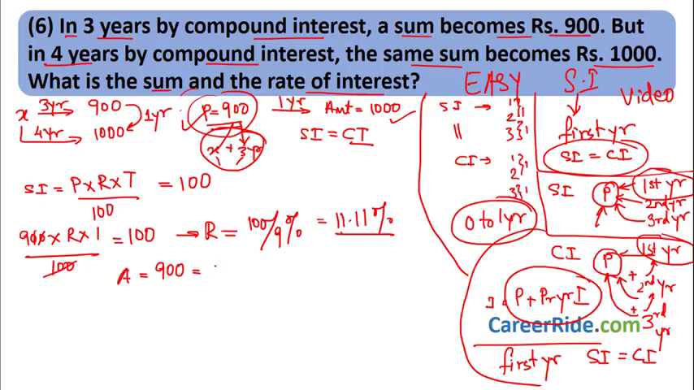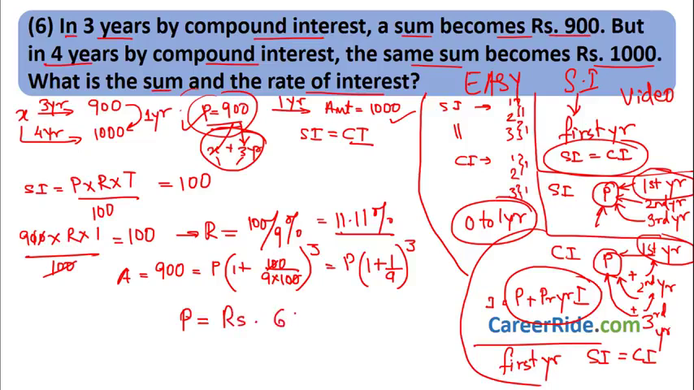What is the formula for compound interest? P, the principal amount, which we do not know, into 1 plus R. What is the rate of interest? 100 upon 9 divided by 100. So here 100 will cancel, and the time period is 3 years, right? What do we get over here? We will have 900 equal to P into 1 plus 1 by 9, whole cube. Now on solving, we will get P as rupees 656.10.